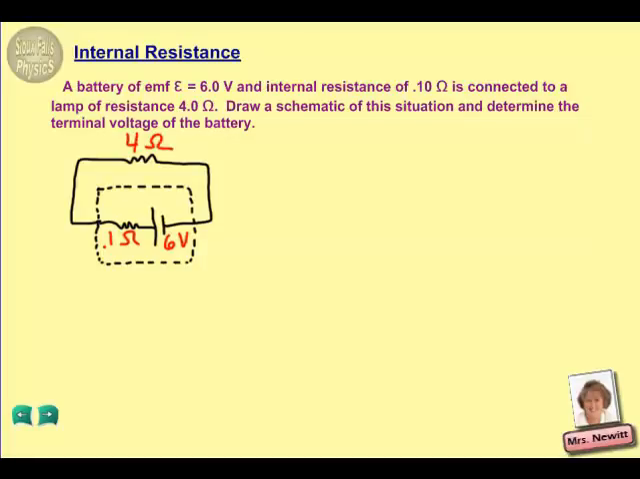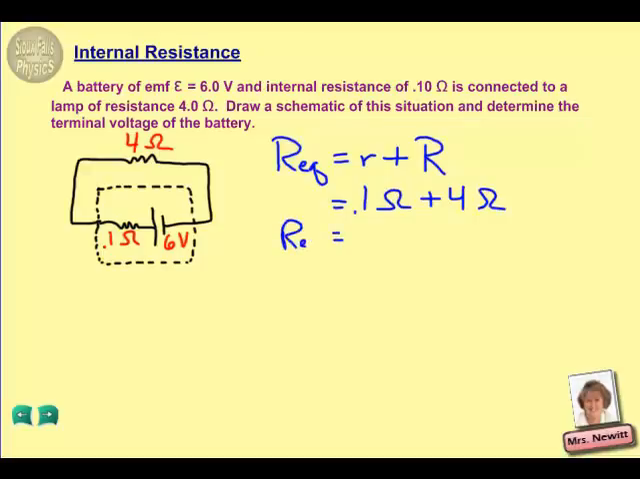When it says to determine the terminal voltage of the battery, the first thing we will need is the total current flowing through this circuit. So we need an equivalent resistance for the entire circuit. And again, remember that it's pretty common to show the internal resistance as lowercase r. So we would simply add lowercase r to our other external resistance, and that gives us 0.1 ohms plus 4 ohms for an equivalent resistance for the entire situation of 4.1 ohms.